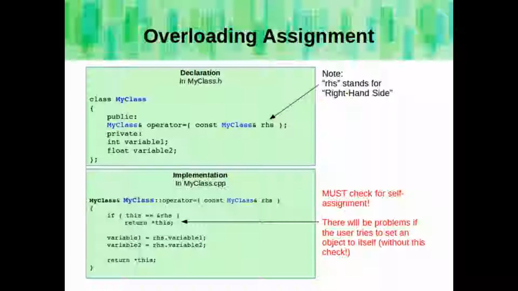The assignment operator is also a member of the class itself. Now with the assignment operator, you'll be able to say which member variables get copied over whenever you're assigning one type of this class to another type of this class. But you will also need to make sure, before you do any copying over, that they are not trying to assign the same class to itself. Otherwise you'll get some problems.